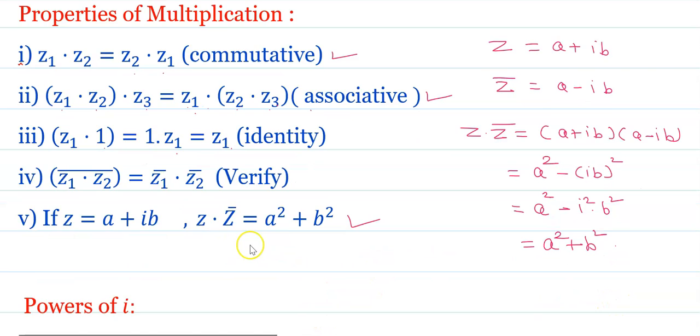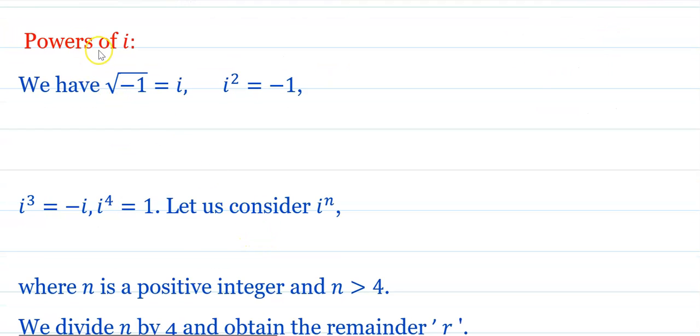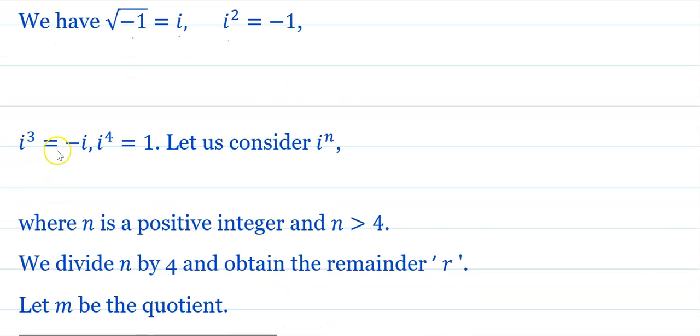Okay. Now the next topic: powers of i. Here we consider the powers of i. Root of minus 1 is i. Then i square is minus 1. Squaring on both sides. What about i cube? If I write i cube here, how will its power work out? i cube can be written as i square into i. But what about i square? i square is minus 1. Minus 1 into i, that is minus i.